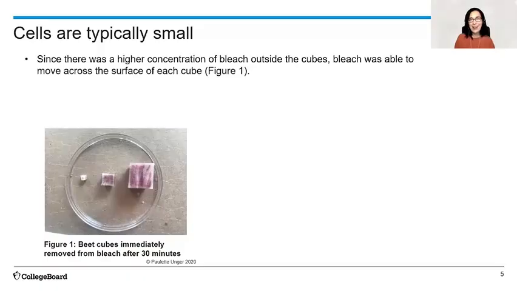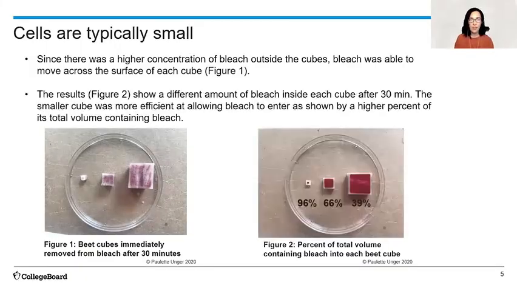But I was curious how much bleach actually was transported throughout the entire cube. So I cut each cube in half, and this is what I saw. Each cube had a different amount of bleach after the 30 minutes, and the smallest cube had 96% of its total volume containing the bleach, compared to only 39% of the larger cube containing the bleach. So the smaller cube was more efficient at allowing the bleach to enter, as shown by that higher percentage of its total volume that contained the bleach.